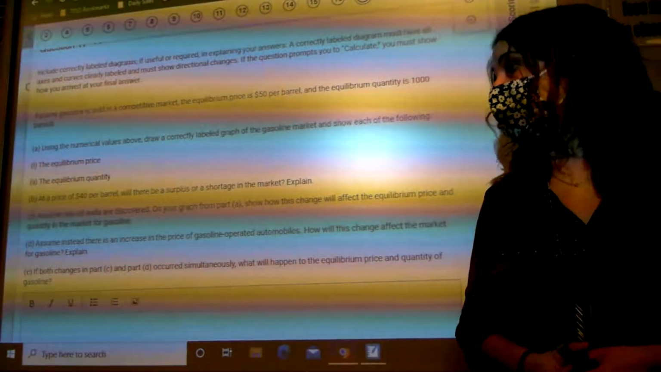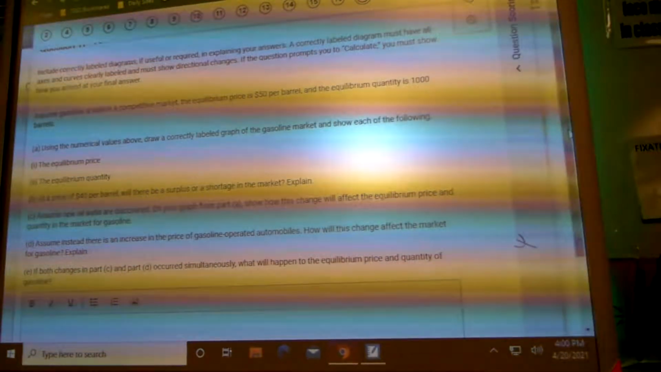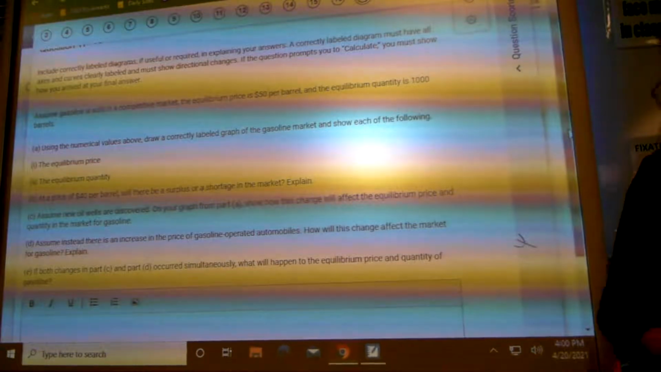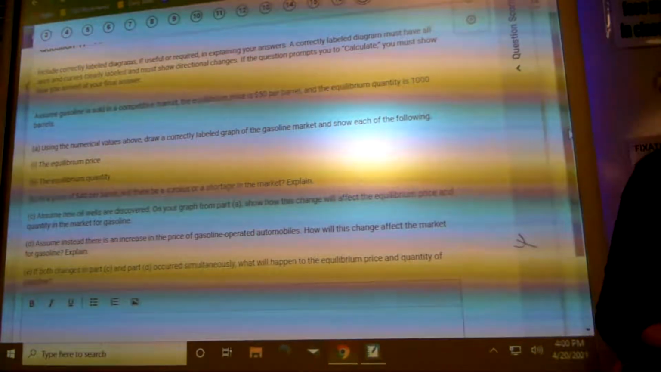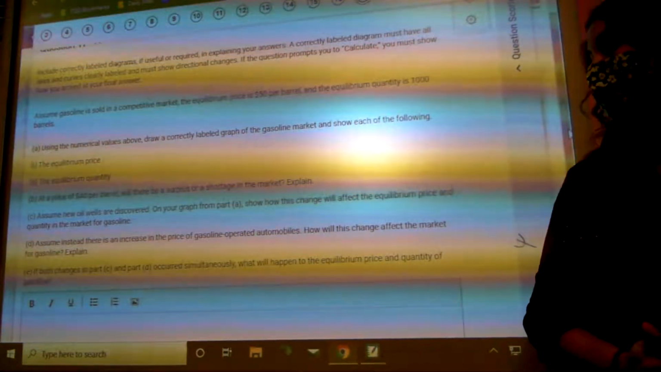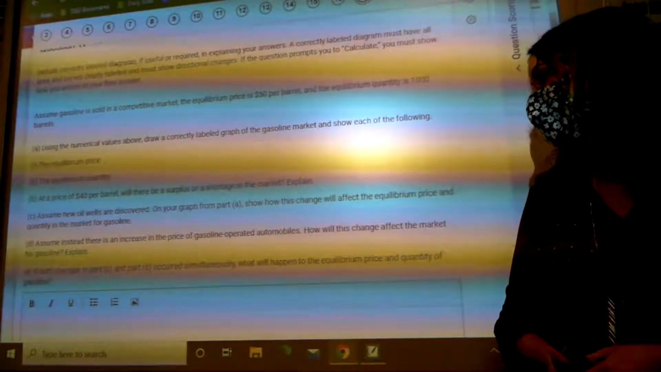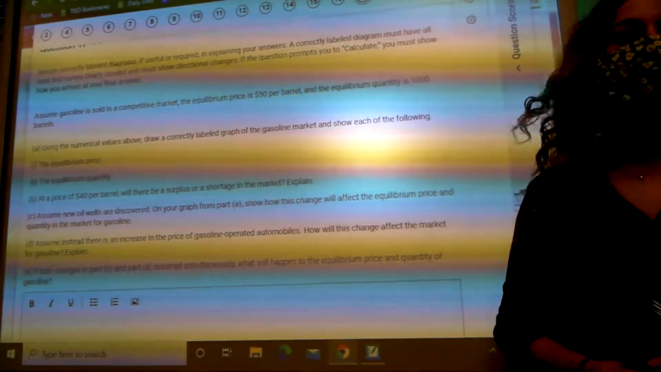C, assume that new oil wells are discovered. On your graph in part A, show how this change will affect the equilibrium price and quantity for the market of gasoline. D, assume that instead of an increase of the price of gasoline, let's you read it. You can figure it out.